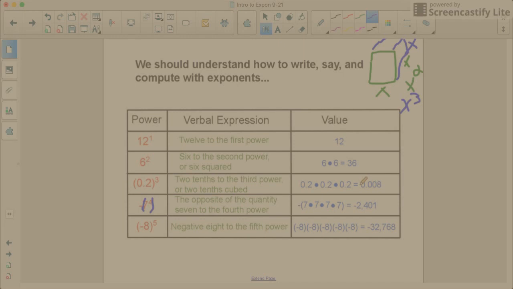For our next one, we have negative 8. Now the negative 8 is inside the parentheses. This is indicating that we're going to take negative 8 and multiply it to itself 5 times. So negative 8 to the 5th power. So that's negative 8 times negative 8 times negative 8 times negative 8 times negative 8 equals the product of negative 32,768.